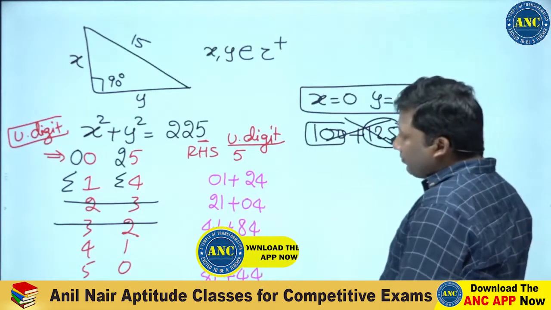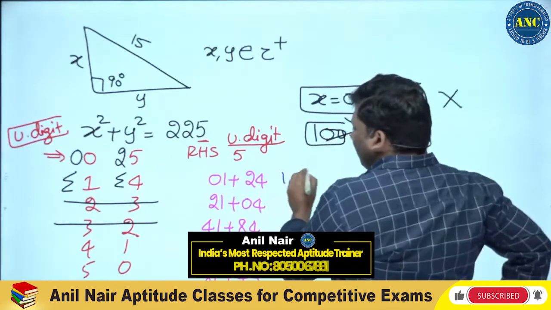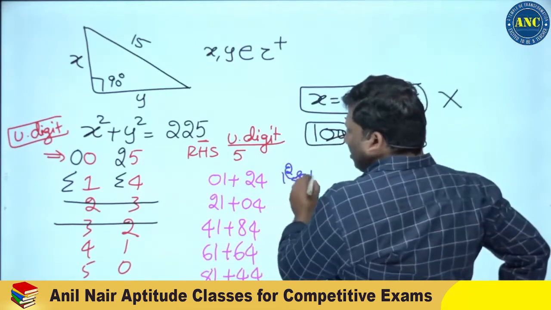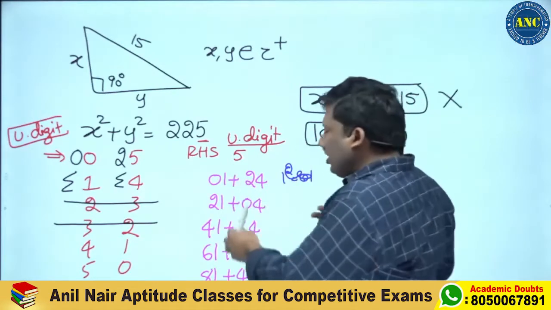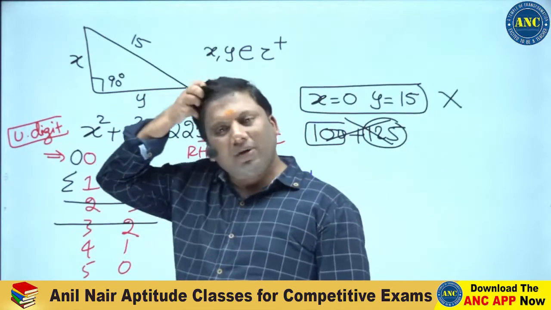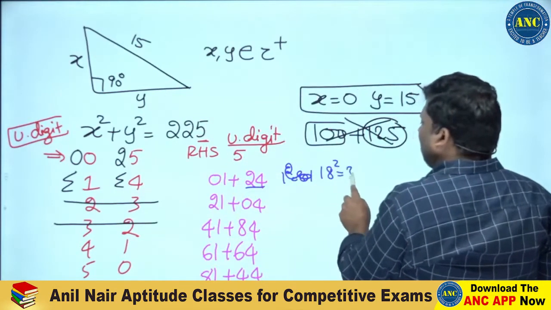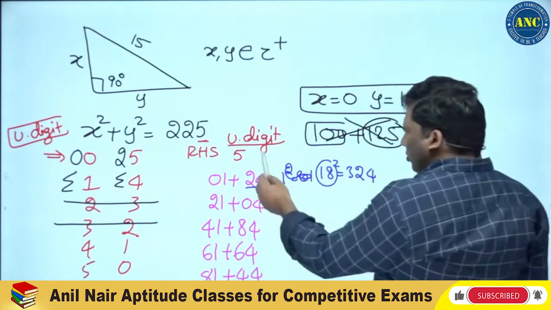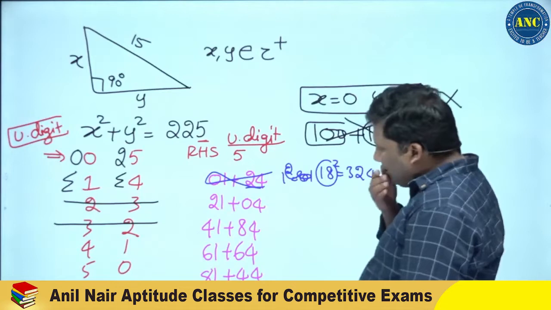One by one we will do. What is the smallest number on square? 1 square is 01. For 225, which cases will come? What is the smallest square ending in 24? 18 square is 324. This is the smallest number I will get. 324 is greater than 225, so this value is not possible. Are you all with me?